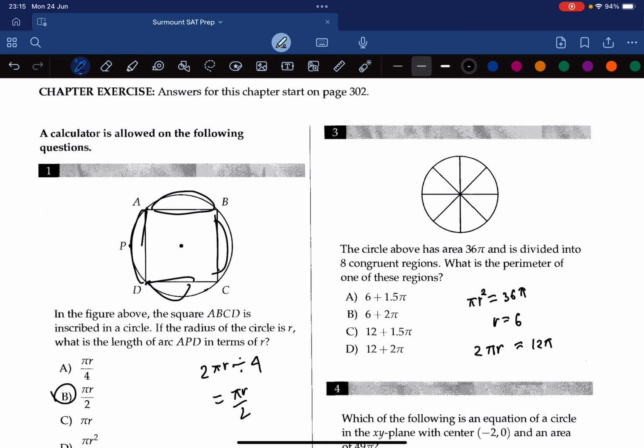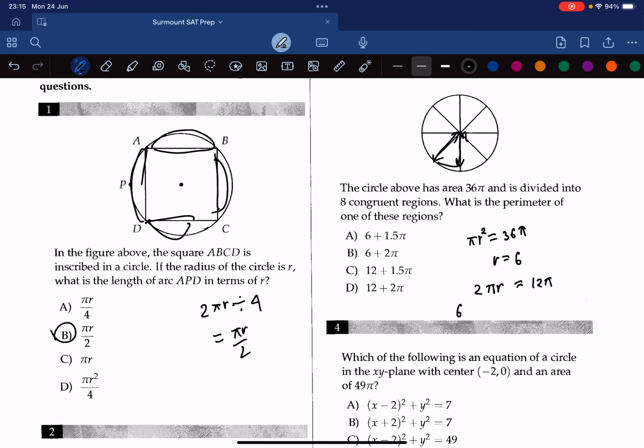The perimeter of one region is made up of 2 radii, so there are 2 radii here, and also 1/8 of the circumference. So we add the 2 radii, and then we add 1/8 of the circumference, because there are 8 congruent regions, so we divide by 8. The circumference is 12 pi, so we should get 12 plus 1.5 pi, so the answer is C.